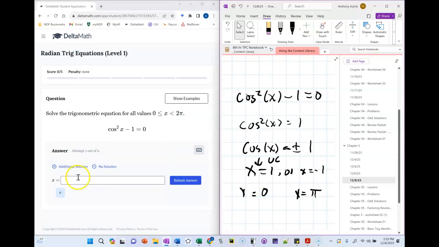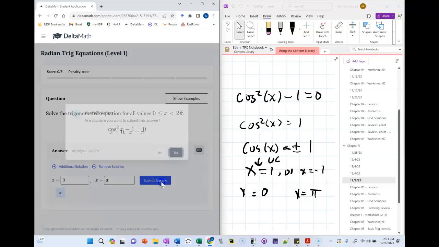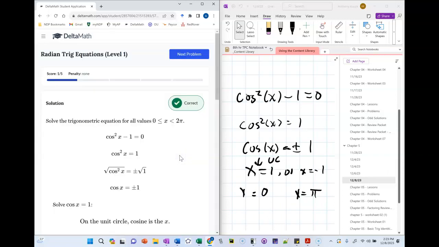So I'm just going to type in my answers now. So I'm going to do 0, and I'll do comma to get a spot for a second answer. Pi, submit, done, right? So it's just like what we've been doing here, examples. So far, so good? Okay.